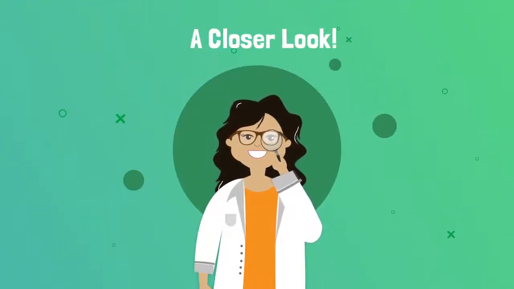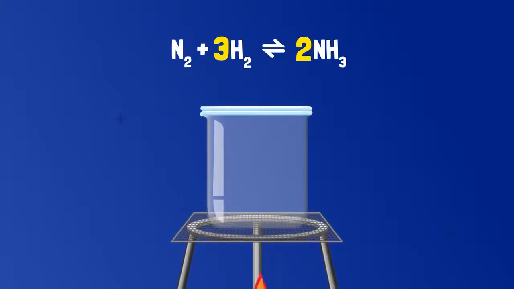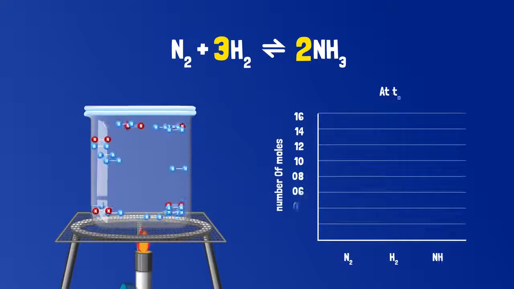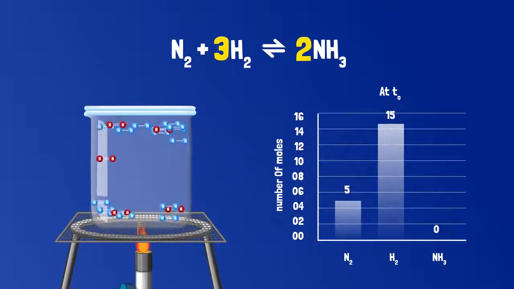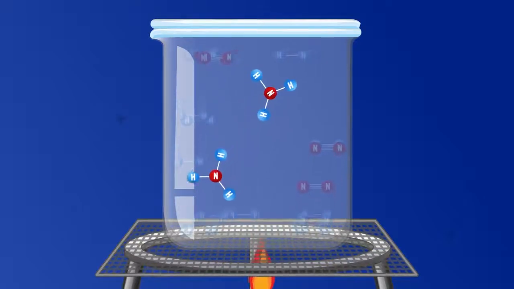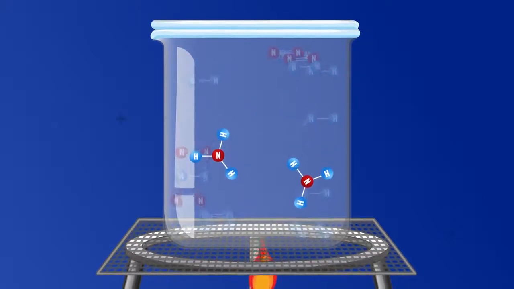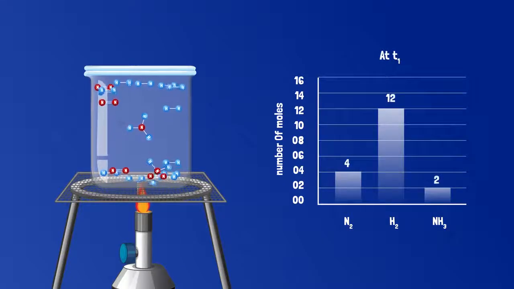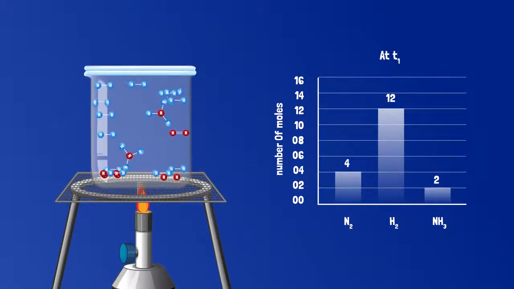Let's take a closer look at the reaction to produce ammonia. 1 mole of nitrogen reacts with 3 moles of hydrogen to form 2 moles of ammonia. Suppose that we have 5 moles of nitrogen and 15 moles of hydrogen to start the reaction. Let's draw a graph to keep track of the number of moles of all substances in the reaction as it proceeds. Initially, even though many moles of both gases are present, only 1 mole of nitrogen will react with 3 moles of hydrogen to form 2 moles of ammonia.